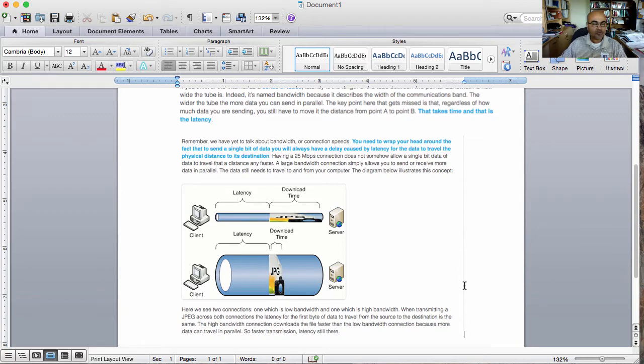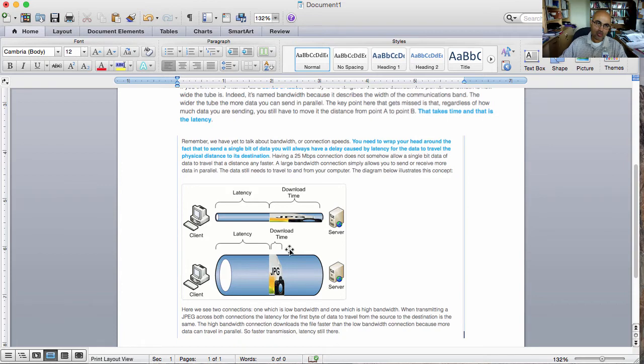So when we are transmitting a JPEG file for our purposes, across both of the connections, the latency for the first byte of data to travel from the source to the destination is the same. So as you can see, the latency is still the same. However, the high bandwidth connection enables the downloads to be a little faster than the low bandwidth because more data can travel in parallel. Okay, so that's an important concept.